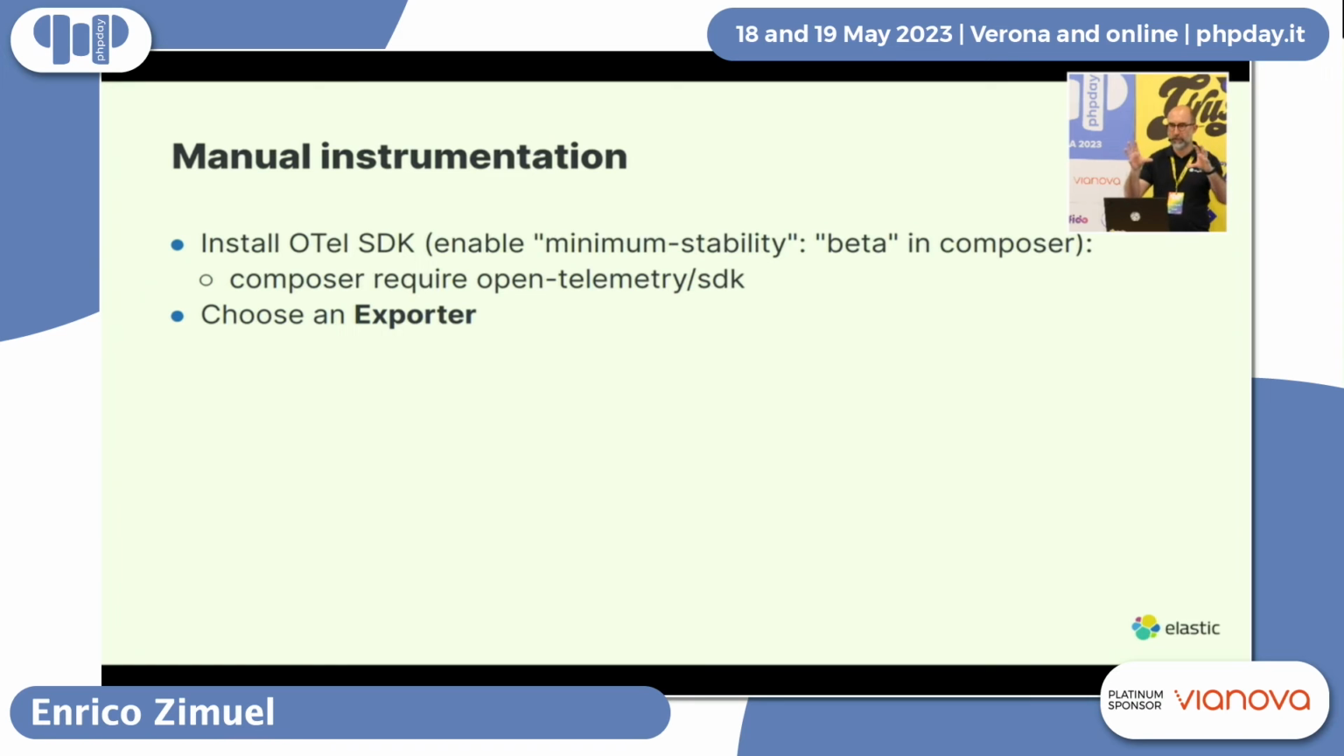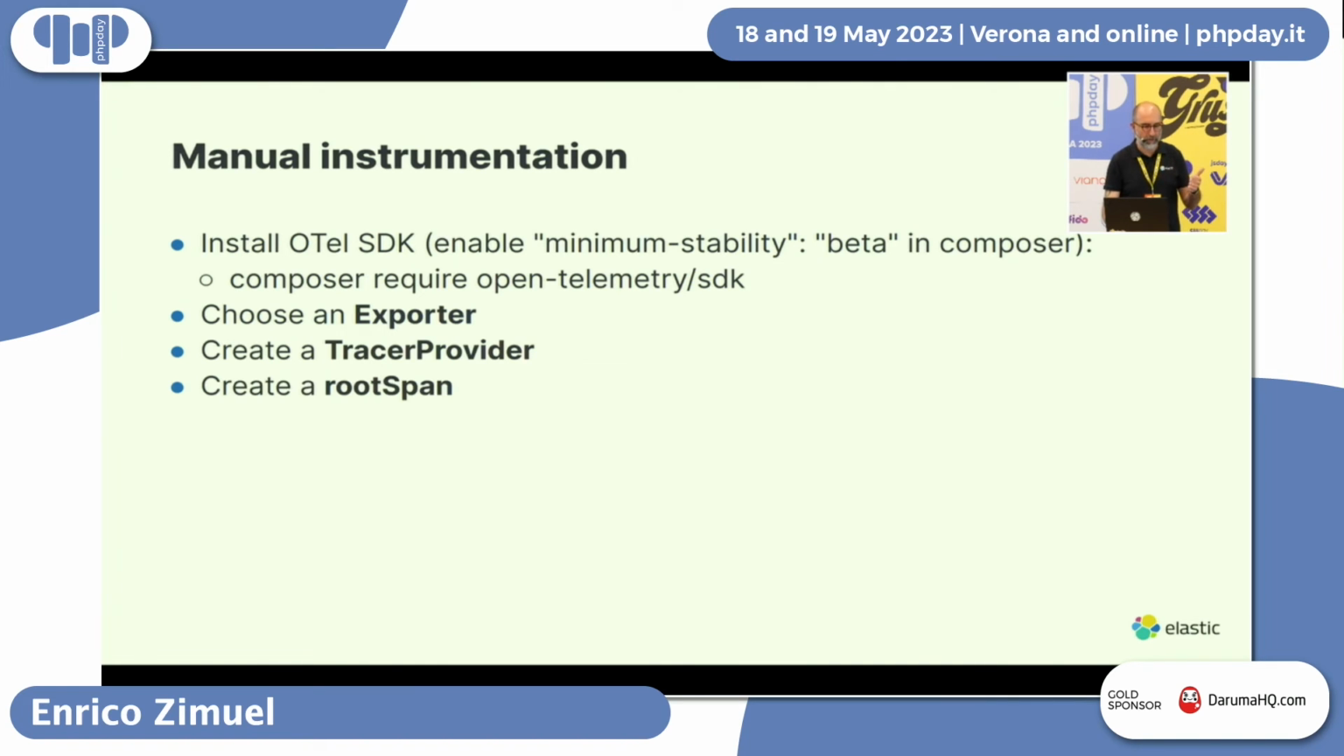I want just to change a little bit my application to add this span, start, and end. How can we do this? We need to install the telemetry SDK. We need to choose an exporter. So where we want to export this data, we have to decide.